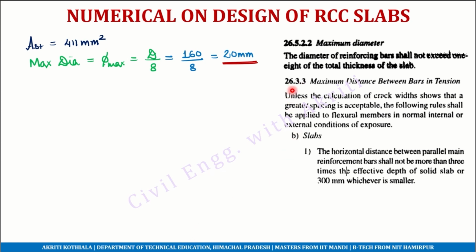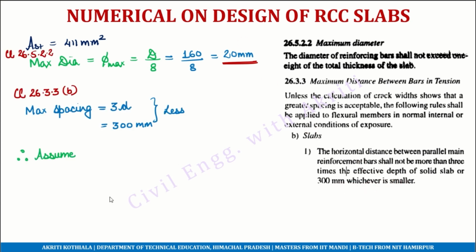Now the next clause 26.3.3 gives us the maximum distance between these bars. So for the maximum distance in these bars, because this is a slab, we'll be considering clause B of this clause, which says for slabs, the horizontal distance between parallel main reinforcement bars shall not be more than 3 times the effective depth of the solid bars, or 300 mm, whichever is smaller. So this maximum spacing has to be less than 3D or 300 mm, whichever is least. So this is the maximum spacing.